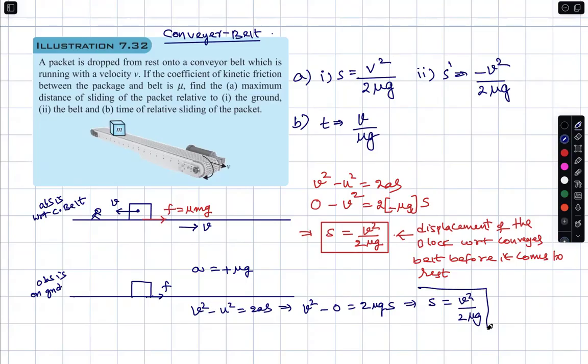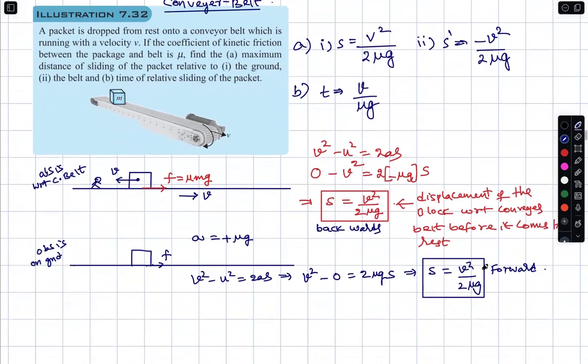Sir, I think I am sensing something wrong because you have given both observations. No, I am absolutely correct. So I should say this one is backwards and this one is forward. Since this is backwards, you have a minus answer. Since this is forward, you have a plus answer. That's the difference.